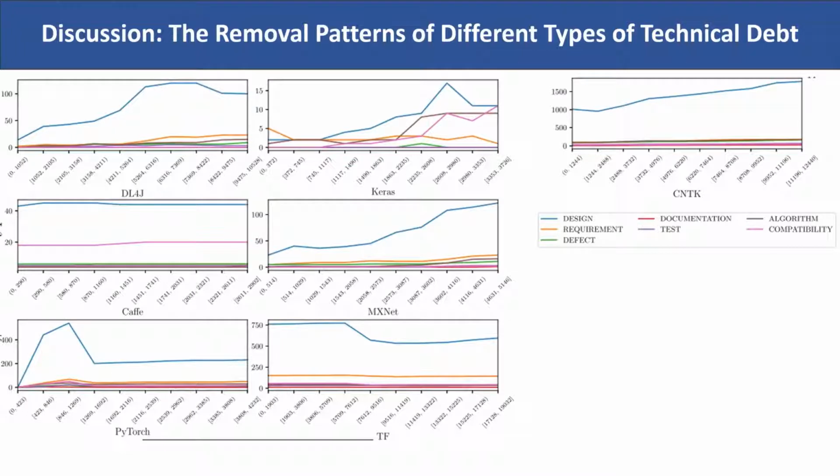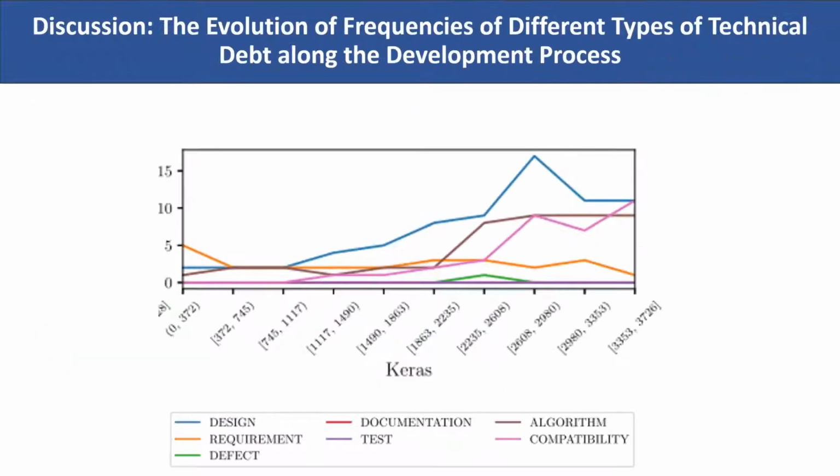We plot the evolution of the frequencies of different types of technical debt along the development process. We would like to use Keras as an example. At the beginning of the development of Keras, requirement debt is the most common. Developers are confronted with the fast iteration of the project and they record the unimplemented tasks.